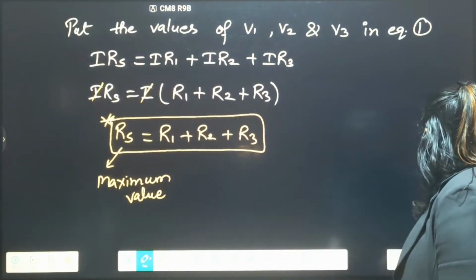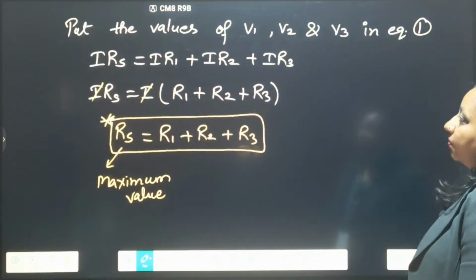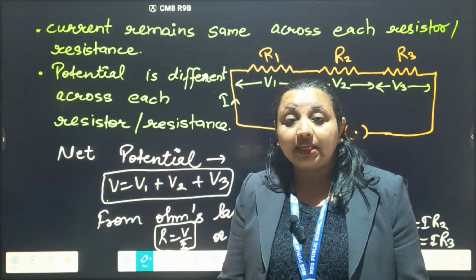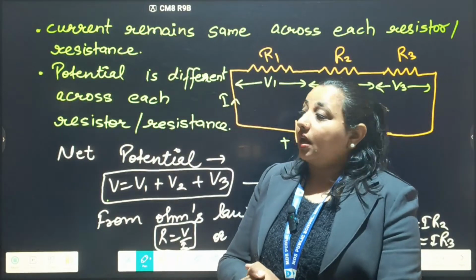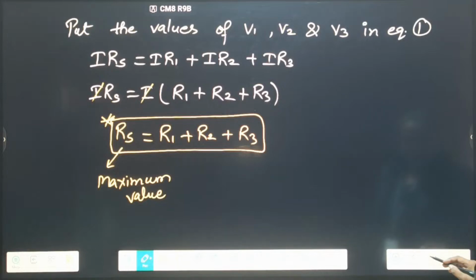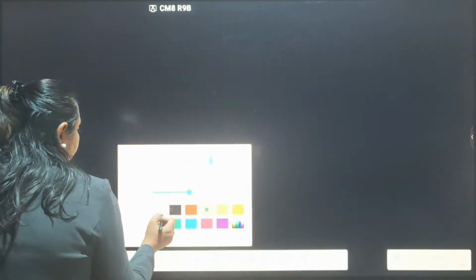So this is the series combination. But what is the most important thing about the series combination? Current remains same across each resistance and potential is different. Next we have parallel combination of resistors.